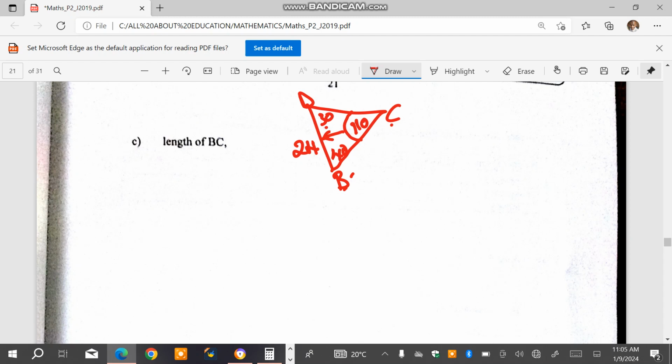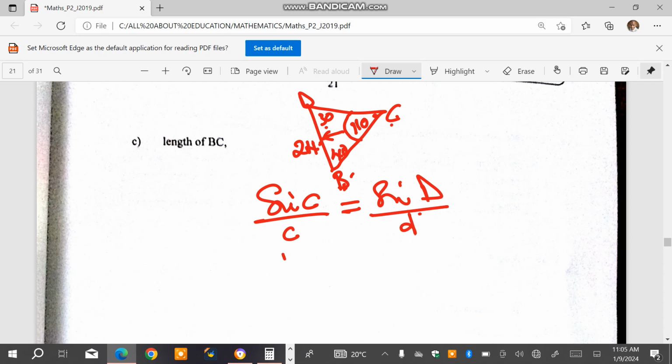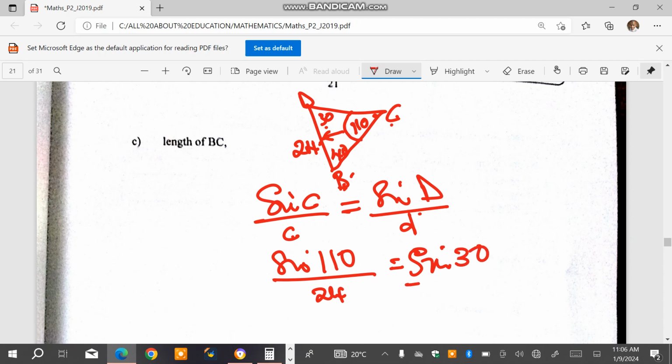What I'm going to do, I'm going to use the sine rule. The sine rule is used when you have an angle and its opposite side. Okay, so I'm going to say sine C all over its opposite, which is c, equal to sine D all over its opposite. So sine C, C is 110, all over its opposite, 24, equals sine D, which is sine 30, all over the side opposite it, which is BC, what I'm looking for.